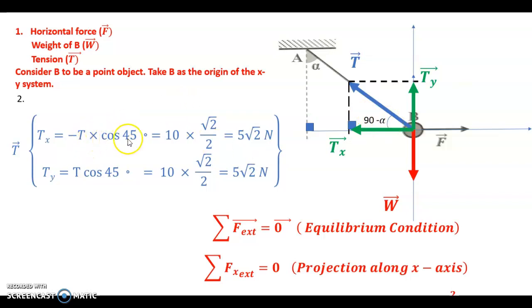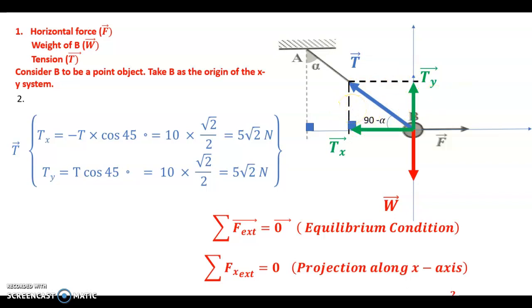So minus T times cosine 45. Why cosine? Because Tx is the adjacent of the considered angle here, formed between the force and the x-axis. So it's minus T cosine 45. Ty is actually this side, because this is a rectangle and opposite sides in a rectangle are equal.